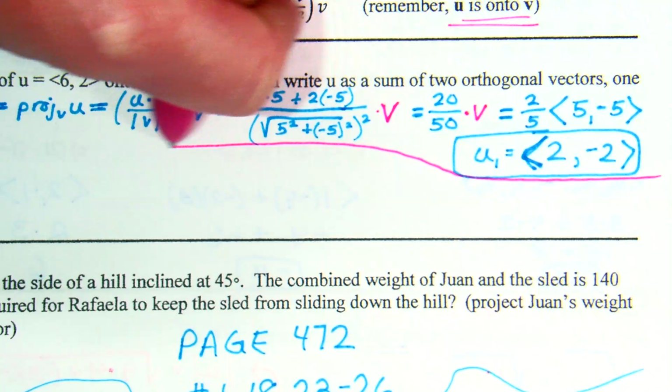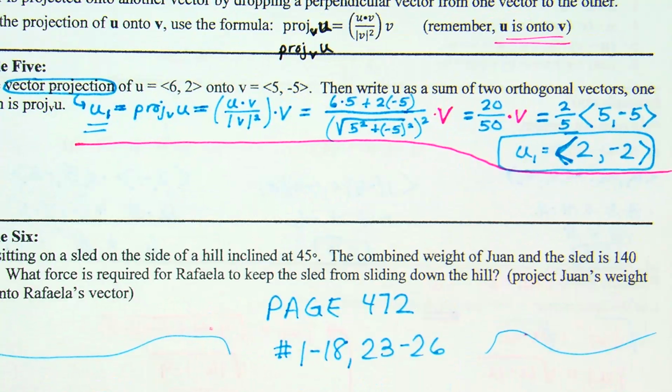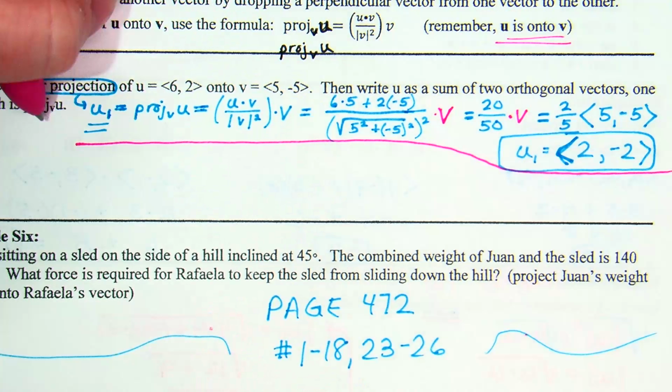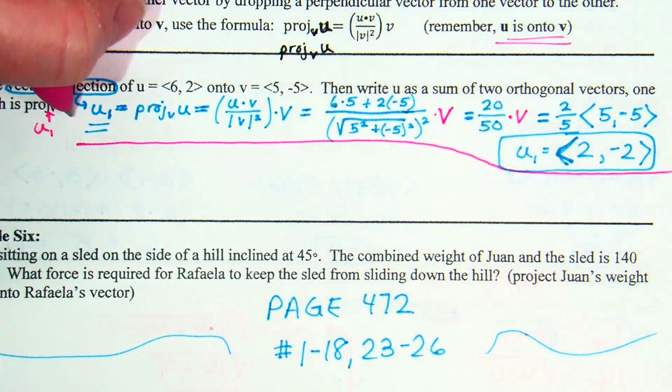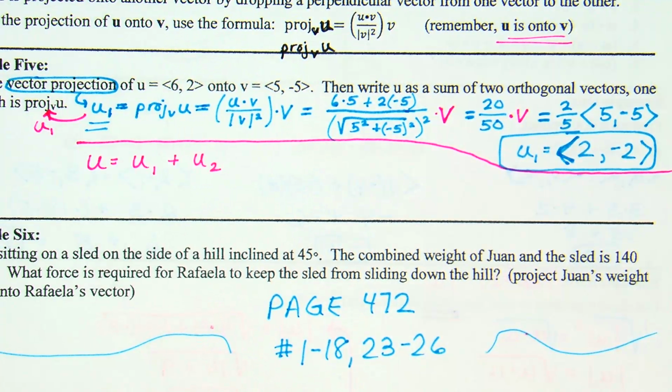So on part 1, we were asked to find the projection of u onto v. Okay, done. And we called that u1, correct? The second part says, then write u as a sum of 2 orthogonal vectors, one of which is the projection. What did we call that projection? Yeah, this was u1, wasn't it? Should have just drawn that arrow over there. That's u1. So we're writing u as a sum of 2 orthogonal vectors, one of which is u1, and then what's going to be a good name for the next one? u2. So our goal is to write u as 2 orthogonal vectors, u1 plus u2.